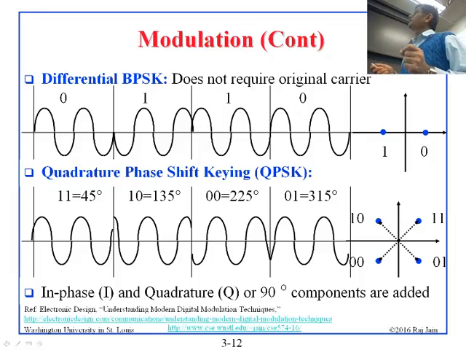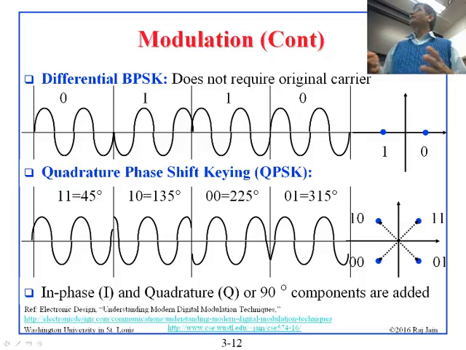So what you could do is you could take 2 bits at a time, and 1 1 would be 45 degrees, 1 0 would be 135 degrees, 0 0 would be 225 degrees, and 0 1 could be 315 degrees. And so whenever you see this shift, in this case it is 45 degrees, in this case it is 135 degrees, in this case it is 225 degrees, and so on and so forth, you know what bits are coming. So now you can get 2 bits in the same time. So this will be twice as fast compared to BPSK. QPSK will be twice as many bits per second.